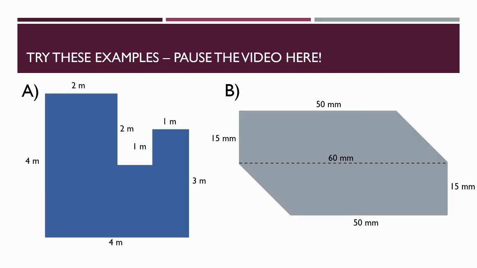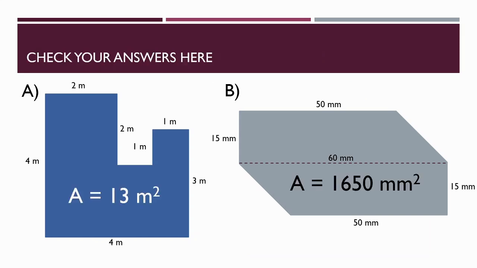Try these examples. Pause the video and find the areas of shapes A and B. When you have finished, hit play to reveal the areas of each shape. Shape A has an area of 13 meters squared, and shape B has an area of 1,650 millimeters squared.